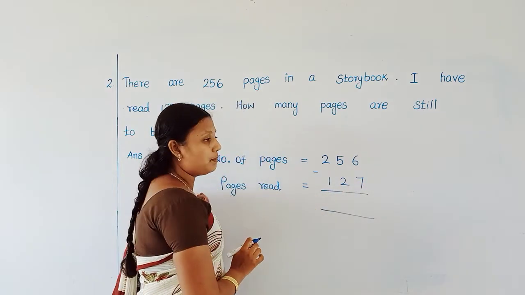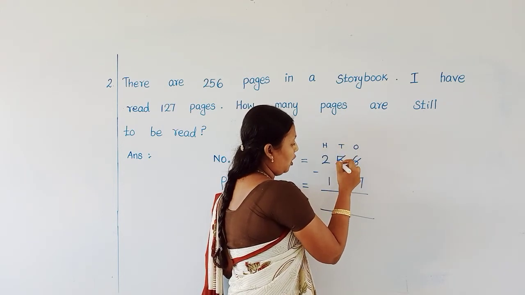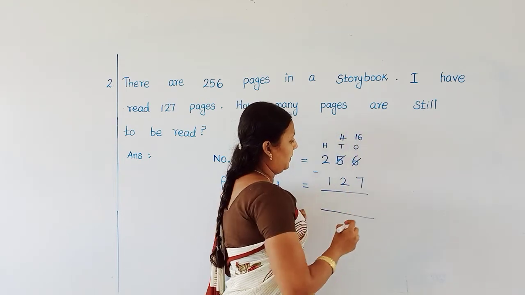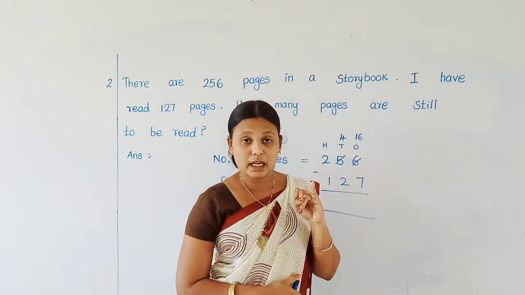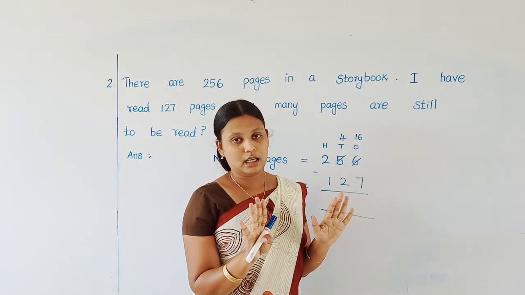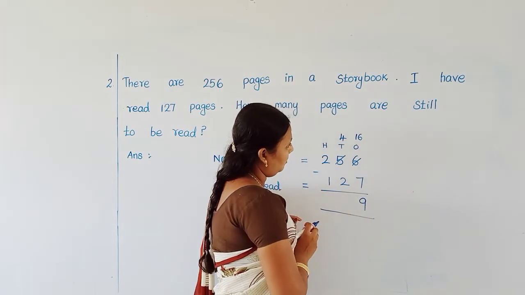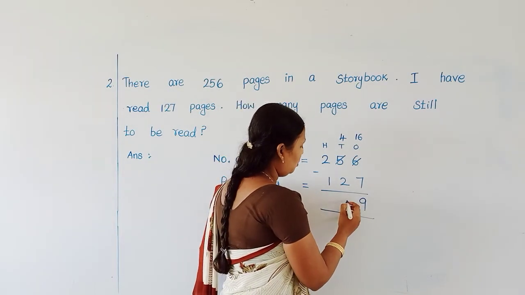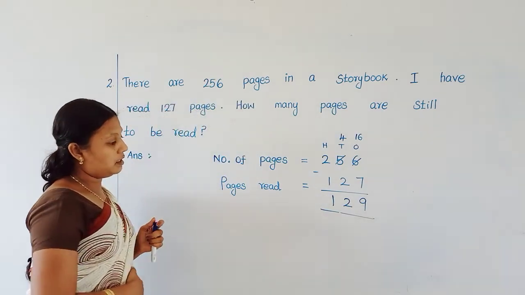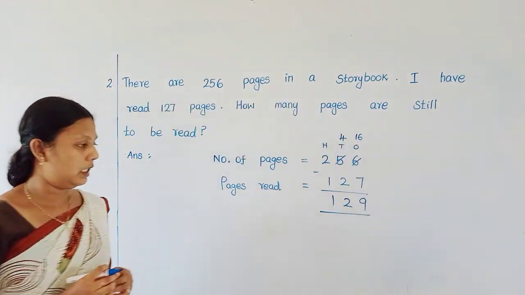Okay, 6 minus 7. Ones, tens and hundreds. It is not possible. Take borrowing from the tens. 5 minus 1, 4. 6 will become 16. Now 7 to 16: number 7, after 8, 9, 10, 11, 12, 13, 14, 15, and 16. How many fingers do you have? 9 fingers. So you write here 9. Then 4 minus 2, 2. 2 minus 1, 1. The answer is 129.